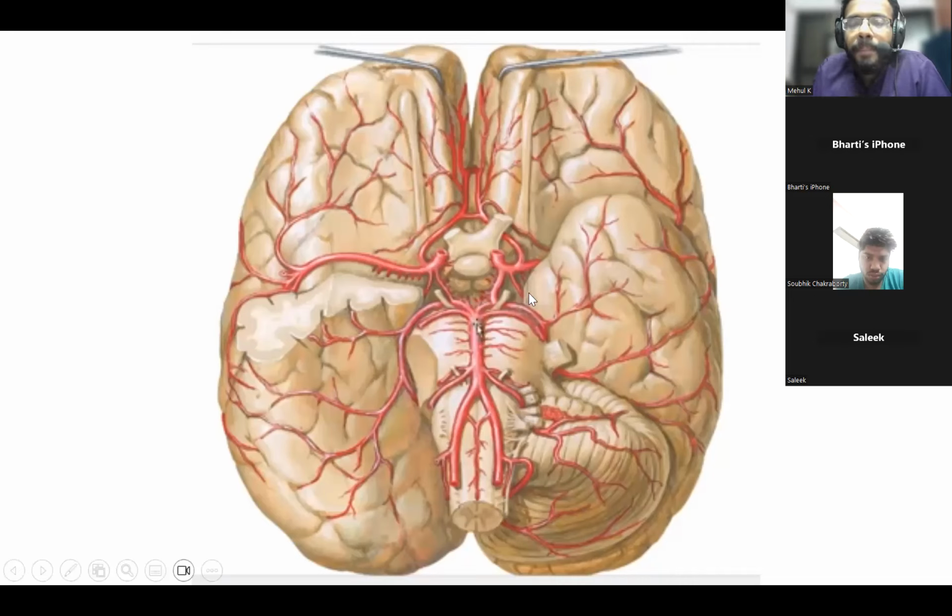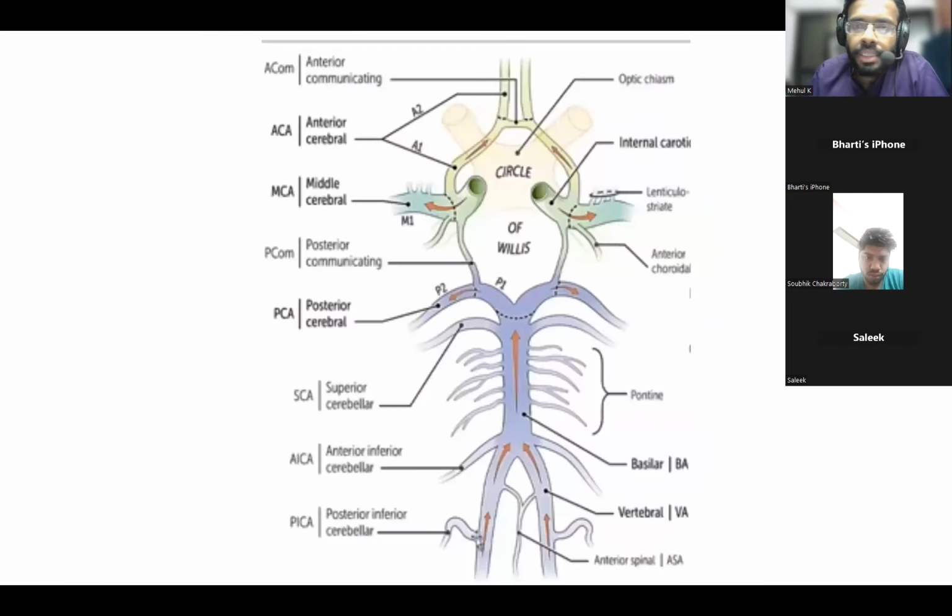Then a little bit up, we have your pontine branches here of the basilar and the pons, and a little bit up you have your superior cerebellar artery as well. So you have two inferior cerebellar arteries, the anterior and posterior. Then you have a superior cerebellar artery as well, before it eventually gives your PCAs. So I hope I haven't lost anybody here.